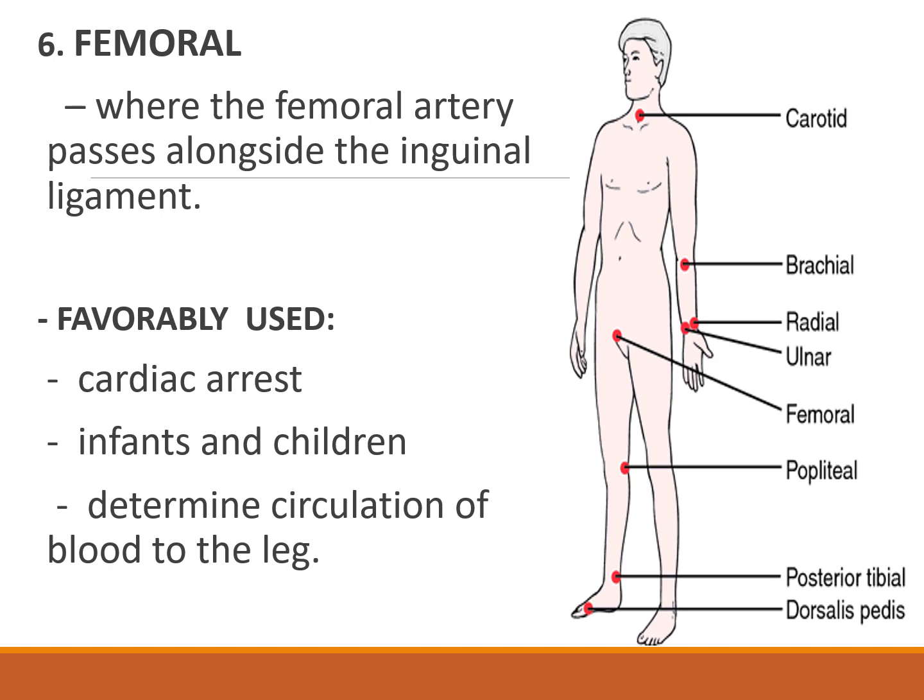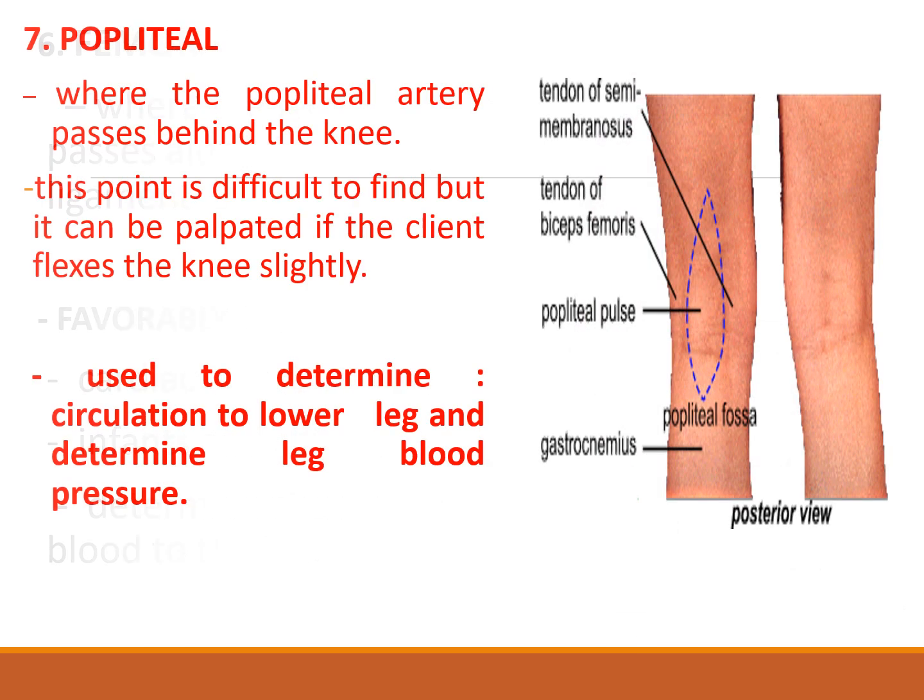The sixth site would be your femoral site, where the femoral artery passes alongside the inguinal ligament. It is favorably used during cardiac arrest or shock in infants and children, and to determine circulation of blood to the leg. The next site would be your popliteal, where the popliteal artery passes behind the knee. This point is difficult to find, but it can be palpated if the client flexes the knee slightly. It is used to determine the circulation to the lower leg and determine leg blood pressure.